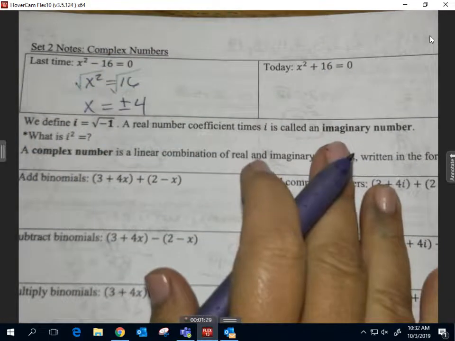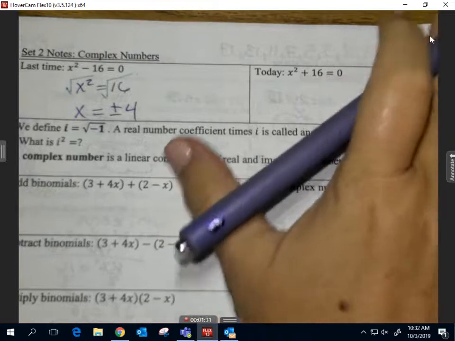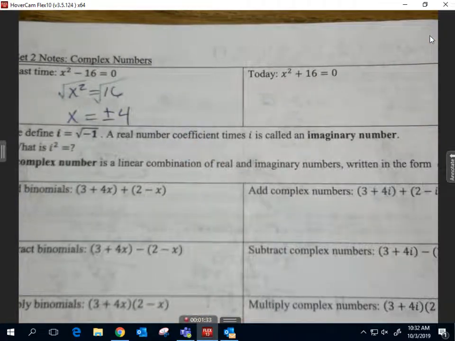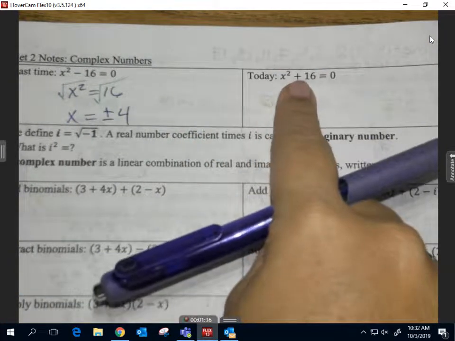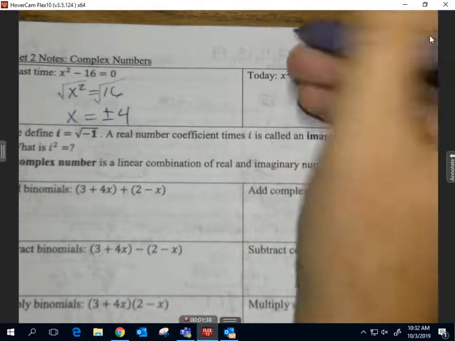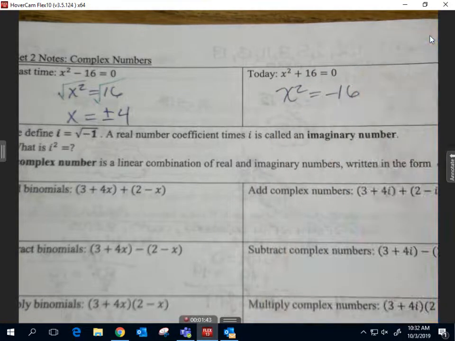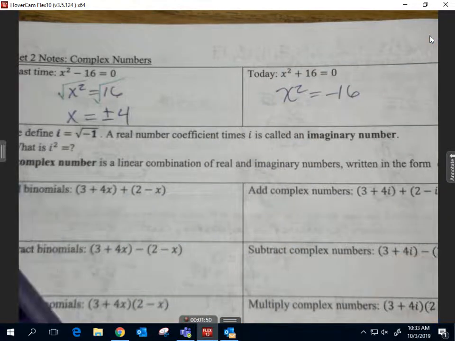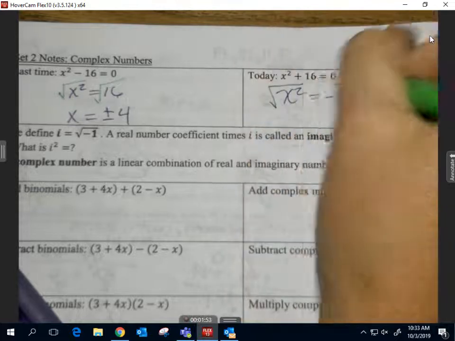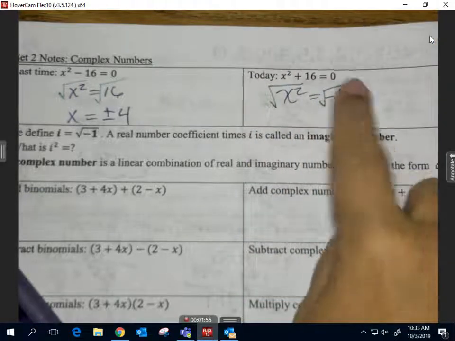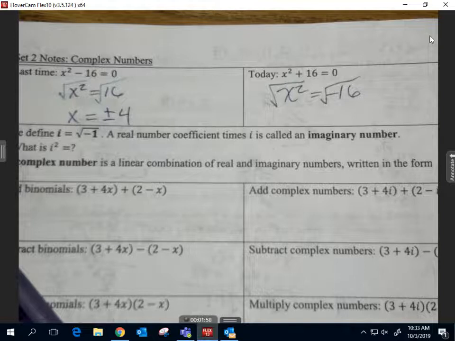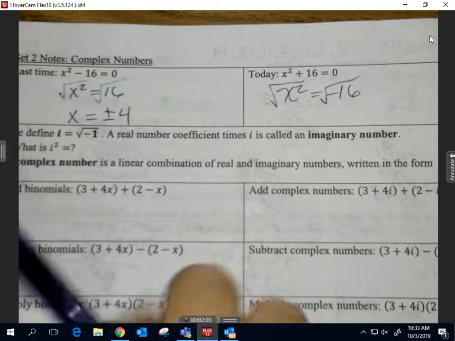So that's our solution. Next, today this is what we're dealing with. Now we're having to do what with the 16? So we're going to end up with x squared is equal to negative 16 because we subtracted 16 from both sides. But isn't that an imaginary number? It is. If I put this into the calculator and try to square root negative 16, it's like, no way, can't do it. So that's where our imaginary numbers come in.